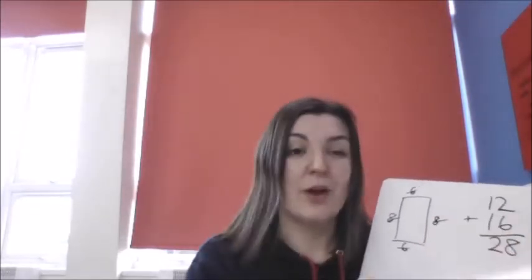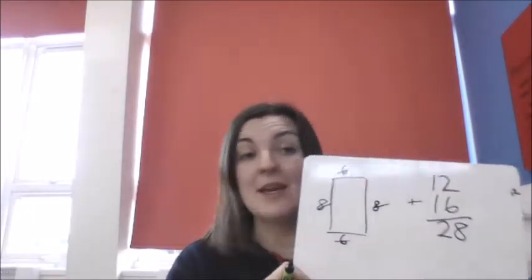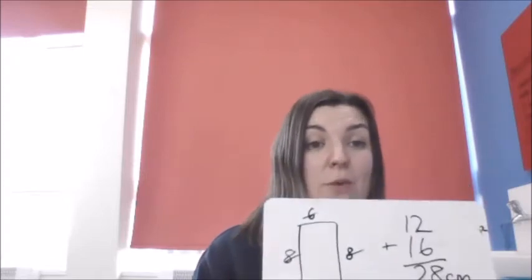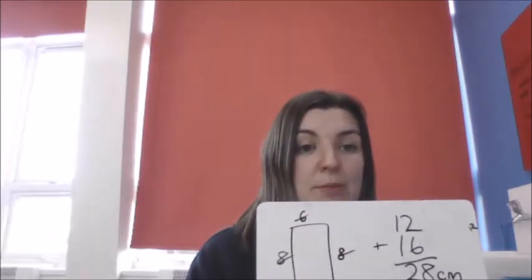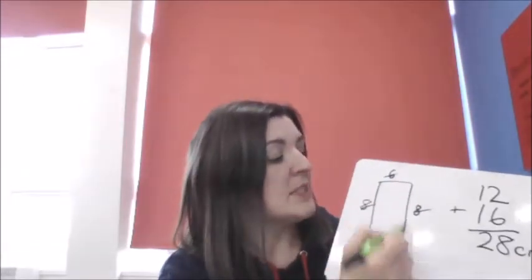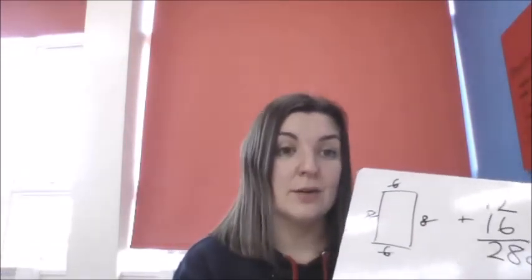Some of you will be able to do that in your head. Now, perimeter isn't centimetres squared, it's just centimetres. So area, you need centimetres squared. Your perimeter, you just need centimetres. So area is in the middle and multiplication. Perimeter is the outside and addition. Okay, so two skills that you can do.